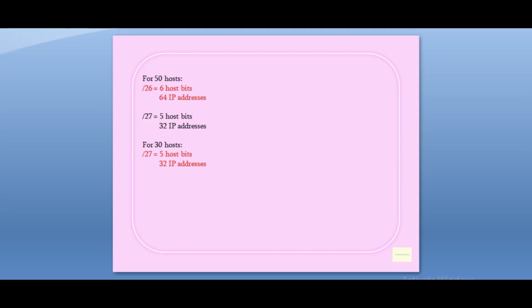For the third largest subnet with 30 hosts, we know that /27 gives us 32 IP addresses, which is perfectly enough for our requirement, as we will need 2 IP addresses for our network and broadcast address. So for this subnet, we will use /27.